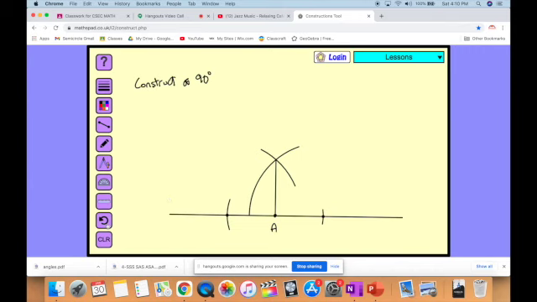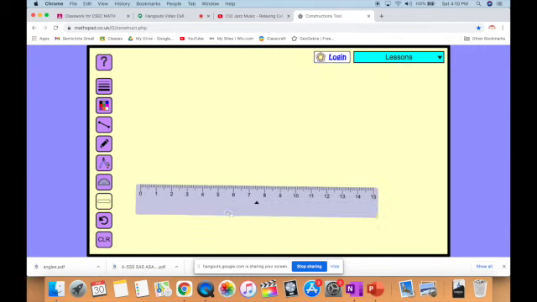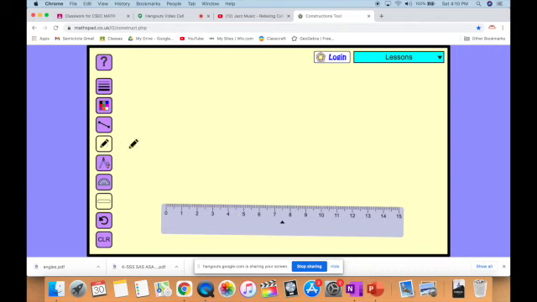So remember, all of these drawings that you draw, you'll have to turn on your camera to show me after, right? So I'll show you how to construct a 90-degree one more time, right? I'll do it faster this time, right? You'll see how quick and easy it is once you know what you're doing.